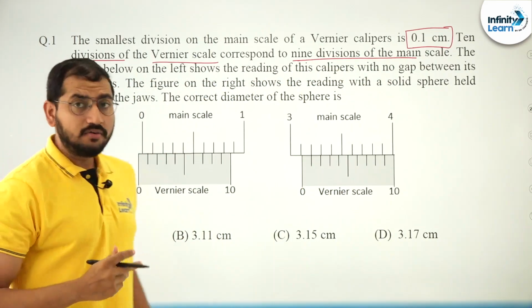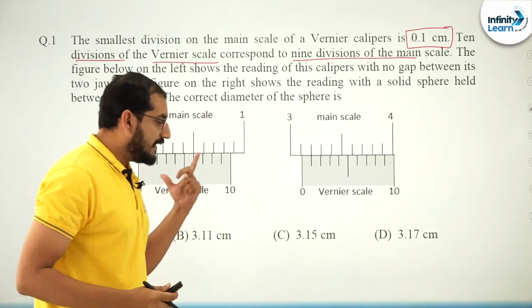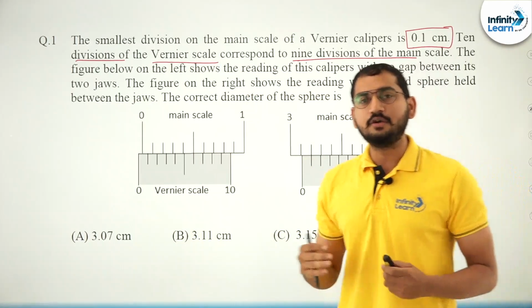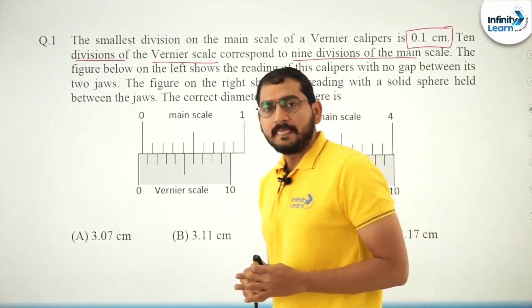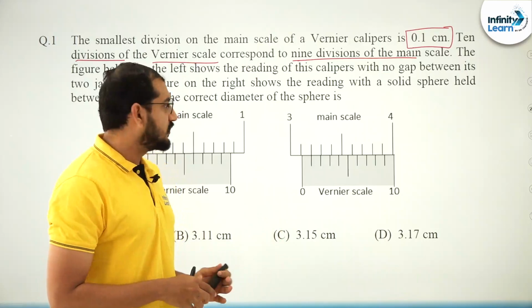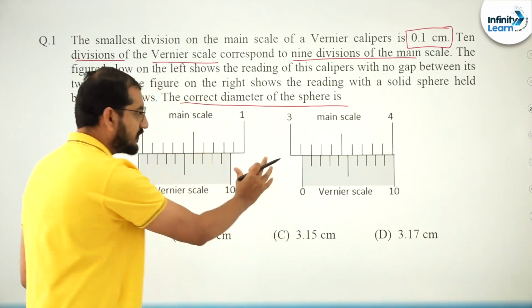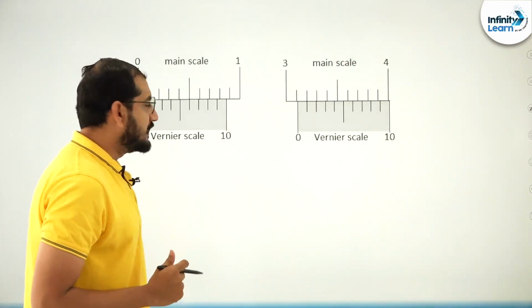Now in the drawing, as you can see, two figures are given. Figure number 1 will tell you the zero error in the device. In figure number 2, some reading is taken. The question is asking: what is the correct diameter of the sphere which is kept between the jaws? Let's try to understand.